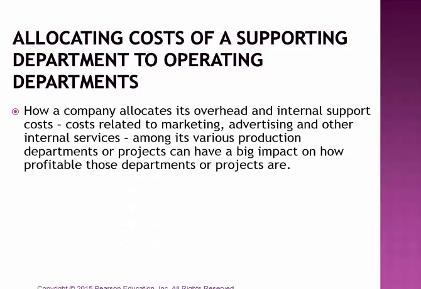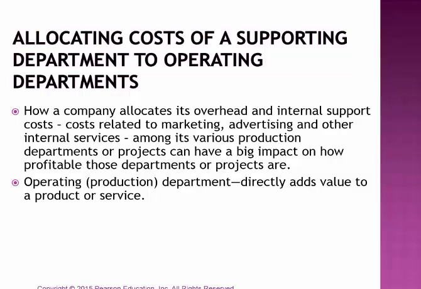All right, so how a company allocates its overhead and its internal support cost, which those costs are related to marketing, advertising, and other internal services, among its various production departments or projects, can have a big impact on how profitable those departments or projects are. Okay, so the people that these costs are going to be getting allocated to are very concerned with how they're going to receive those allocations.